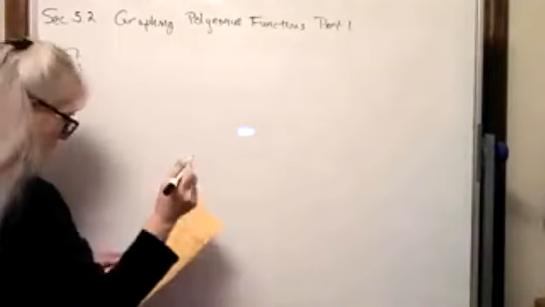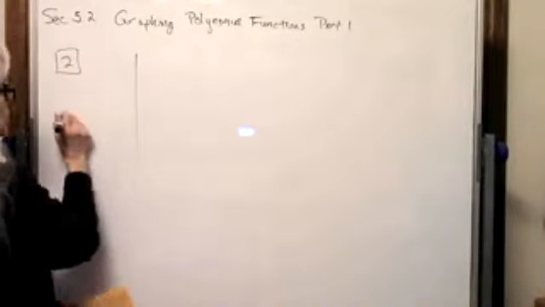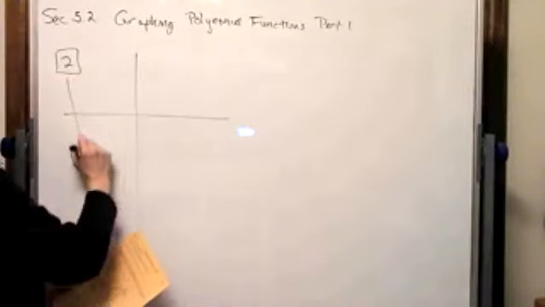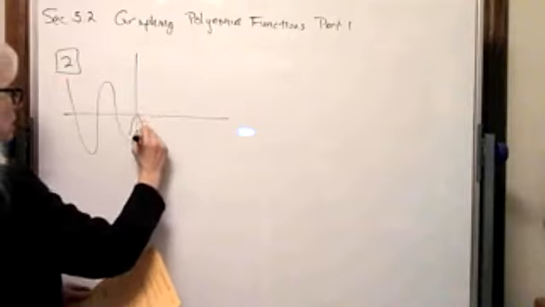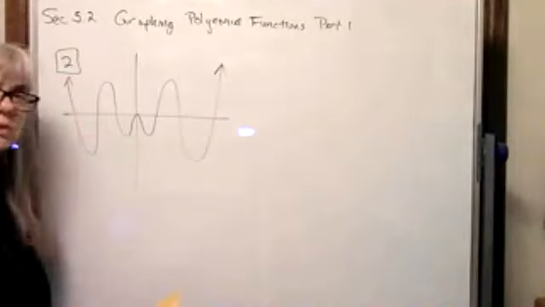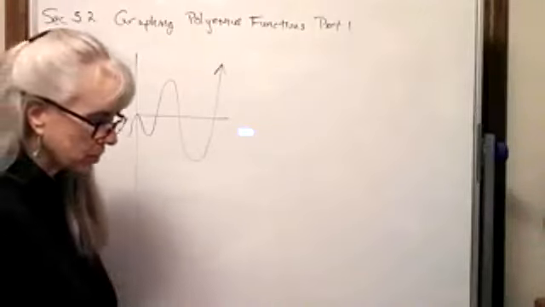Example 2 shows us an illustration of a polynomial function. And again, your picture on the handout is so much better than mine. It does this kind of shape. It looks something like that. So again, smooth and continuous. We know it's polynomial, no sharp corners.